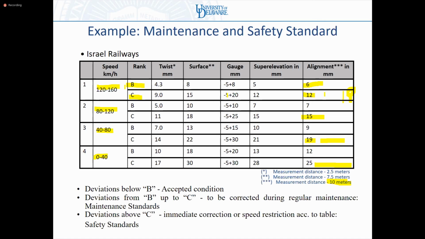Likewise with gauge, 8 to 20, and then 25, 30, however I work it. And you notice my standards again are speed dependent. At low speed, I'm allowed 12 millimeters of alignment variation without worrying about it, which is double what I'm allowed at high speed.